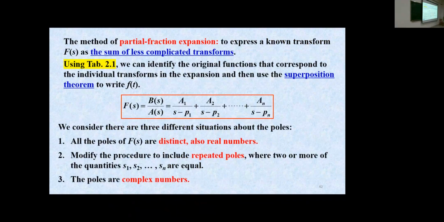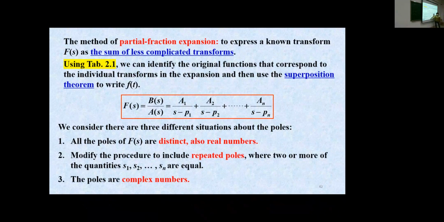So we can see that there are three different situations about the poles P1, P2, Pn. First, all of the poles are different from each other. We call it distinct, right? Also, they are real numbers. Situation 1 is the easy situation. Situation 2, modify the procedure to include repeated poles, the same poles, where two or more of the quantities are equal. So this is another situation.